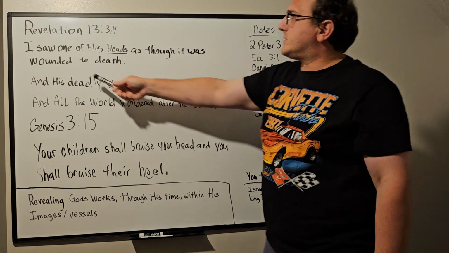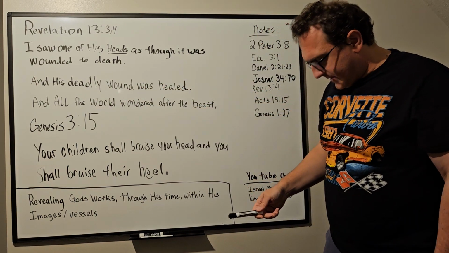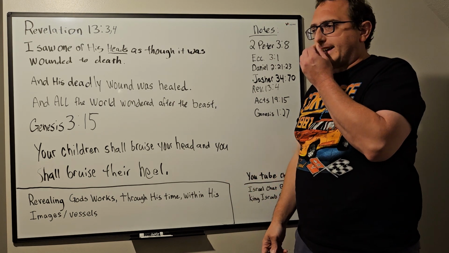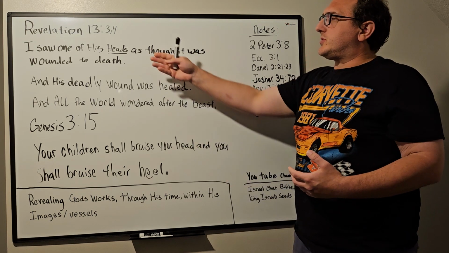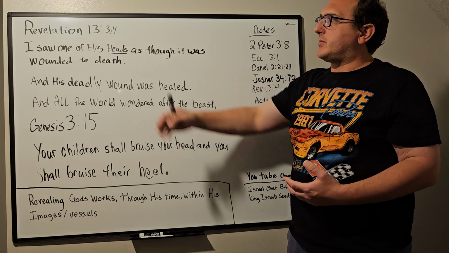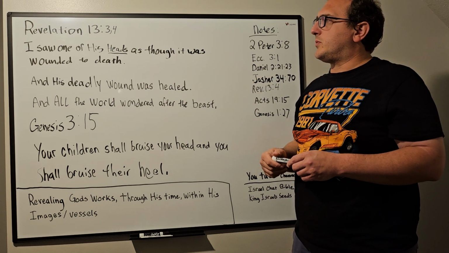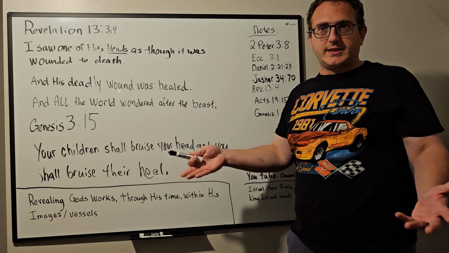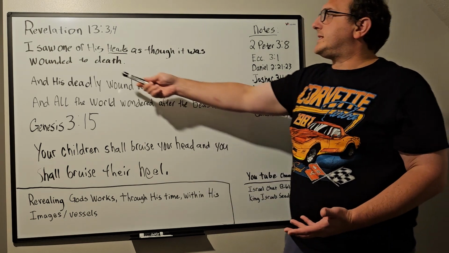As though it was wounded to death. What does it mean, as though it was wounded to death? It means that something happened to a person in time that would seem like that person died. Wounded to death, right? Wouldn't you say, Craig? Yeah. So wounded to death.